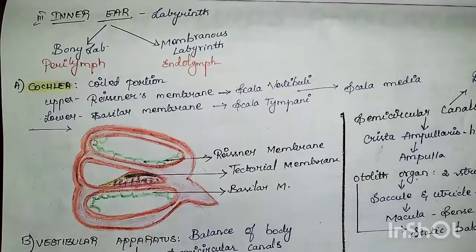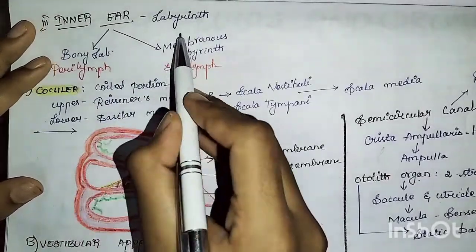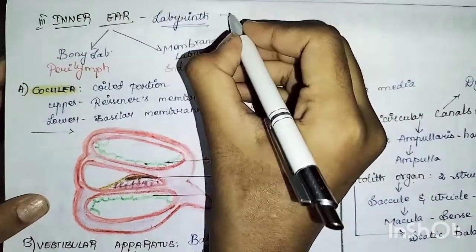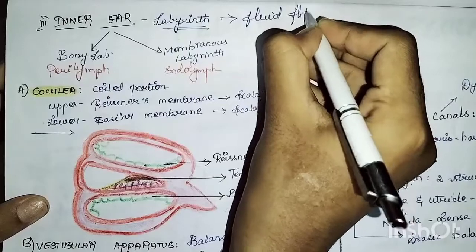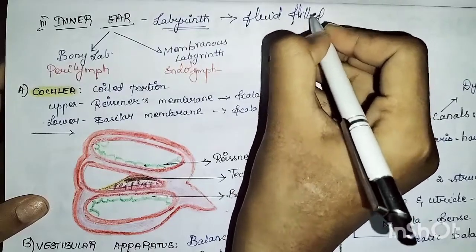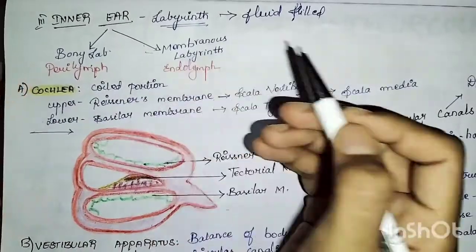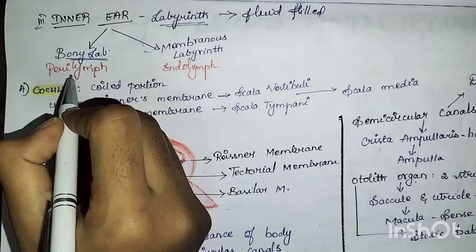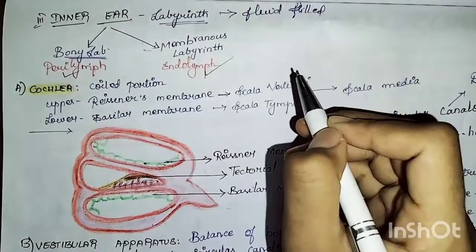Next is the inner ear. The inner ear is also known as the labyrinth. It is fluid filled. It has two parts, the bony labyrinth and the membranous labyrinth. The bony labyrinth has the fluid called perilymph. The membranous labyrinth has the fluid called endolymph.